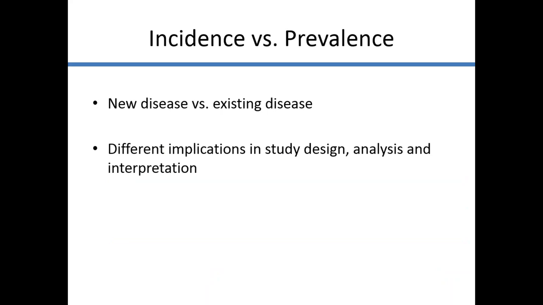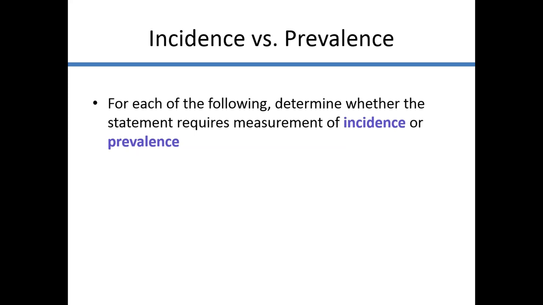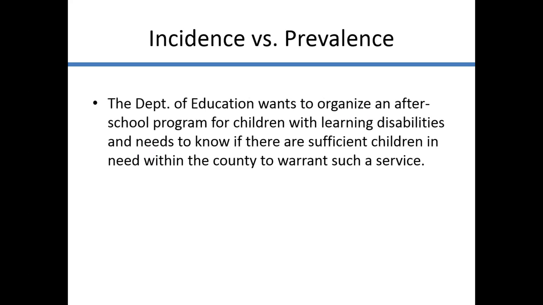But we're going to give you a little quiz in a second: incidence versus prevalence, new disease versus existing disease. There are different implications for incidence and prevalence in study design, analysis, and interpretation, so it's important to get these two concepts straight. For each of the following, determine whether this statement requires measurement of incidence or prevalence. The Department of Education wants to organize an after-school program for children with learning disabilities and needs to know if there are sufficient children in need within the county to warrant such a service.